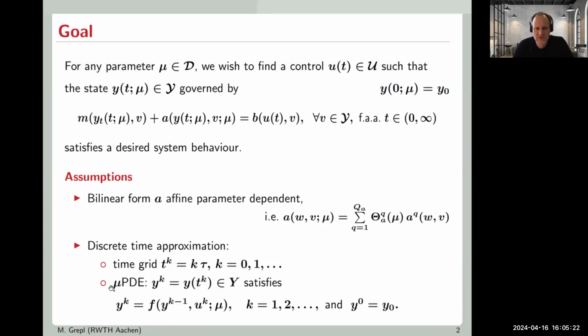And then we end up, in short notation, with the state y_k at time t_k in some appropriate space capital Y satisfying this formula down here. So we can compute y_k from y_{k-1}, the solution at the previous time step, and the control at time step k, and of course that also depends on mu. This short-hand notation is basically used for the time discrete version of our parametrized PDE up here.